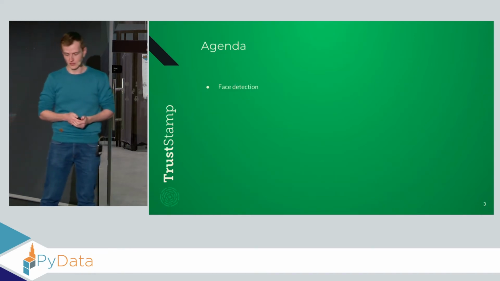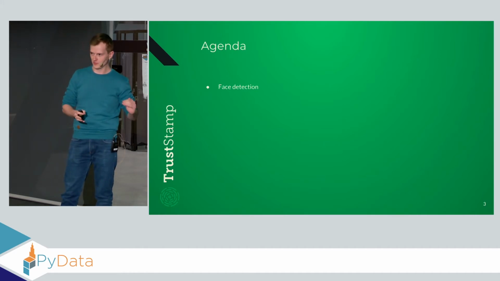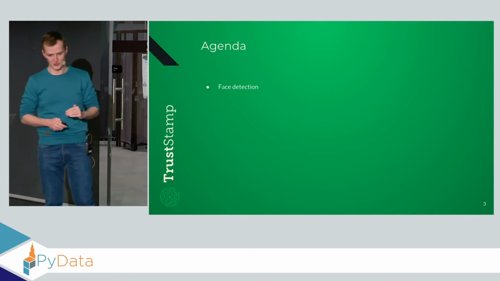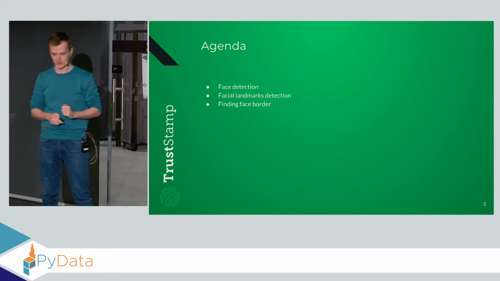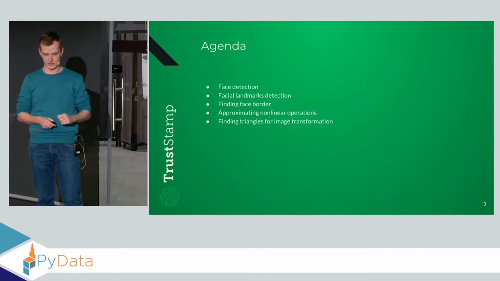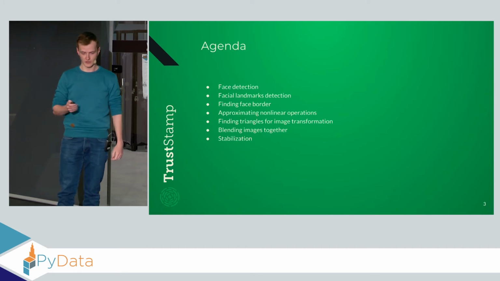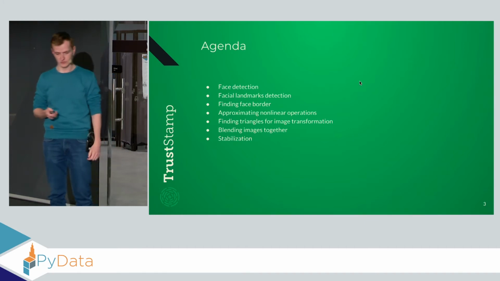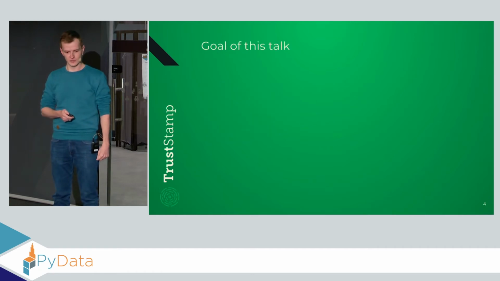Let's start with the agenda. So we're going to talk about, one note. I thought I have 40 minutes, but I have 25. So I think I'm going to speed up a little bit. So we have face detection, facial landmarks detection, finding face border, that's important, approximating nonlinear operations, finding triangles for image transformation from the previous point, blending images together, stabilization, video stabilization.